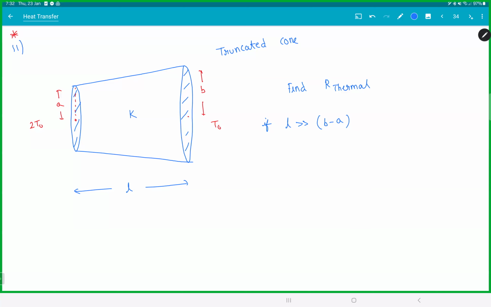Let's see. The problem is, again, what is the problem here? When the heat is going from left to right, what is the length? Length is L. K is K. The problem that will come is, what is the area? You're getting it? When you're solving questions now, this is how you need to ask. Okay, I need to find R thermal. The formula is L by K A. Great. Do I know the length? Length is L. Do I know K? Yes, K is there. Area.